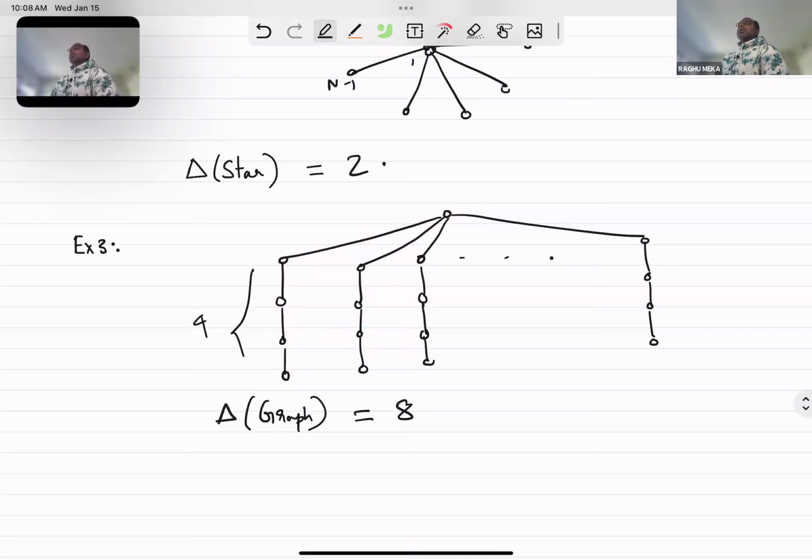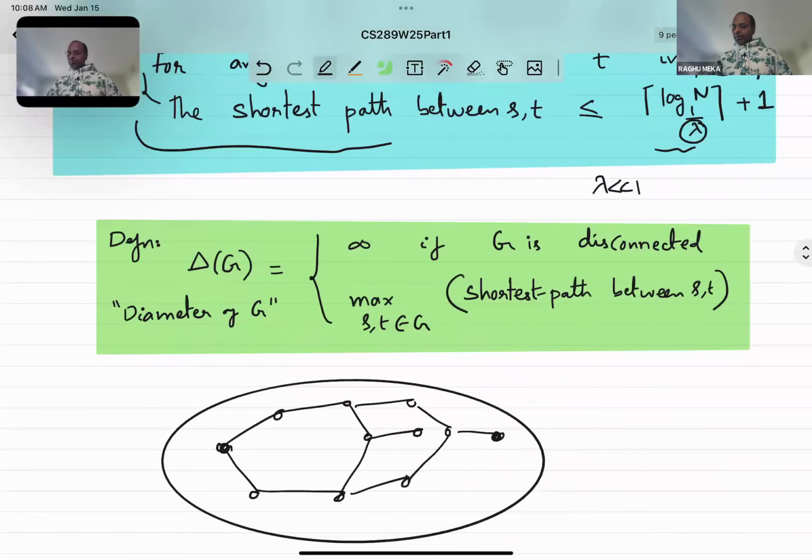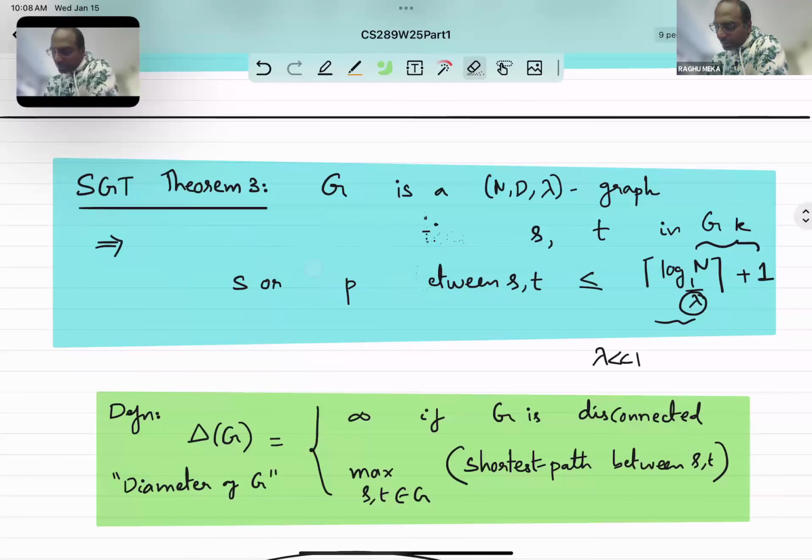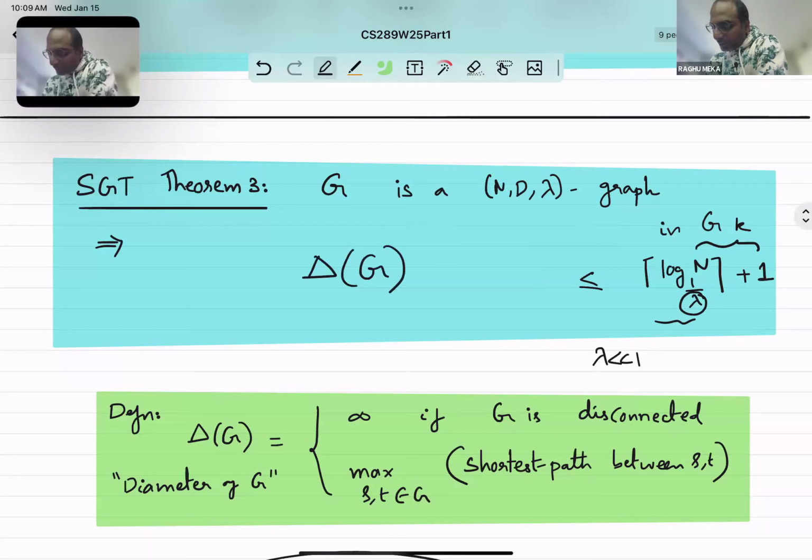Okay. So different graphs might have different diameters, and in some sense, diameter being small indicates that the graph is well connected. Okay. And a spectral graph theorem, in other words, can be restated as essentially saying, in this notation, delta of G is at most this much. Right? Okay, any questions? Okay.